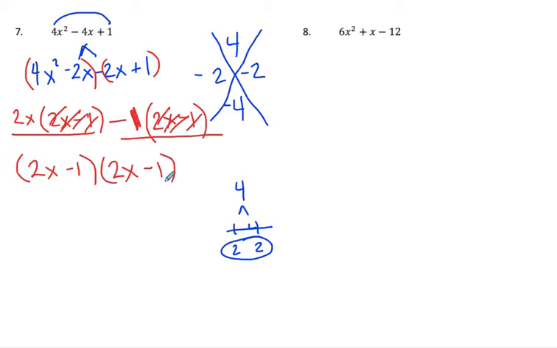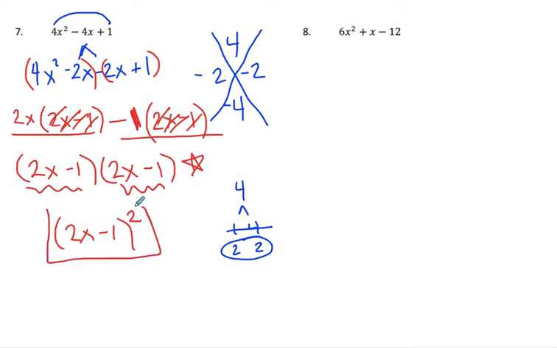Before, I almost boxed this up, and this would be okay if we turn this in, but what I just noticed is that these are also the same binomial. So anytime I have something that's repeated times itself, I could actually use an exponent, saying I have this times itself twice. And I could rewrite that as 2x minus 1 squared.